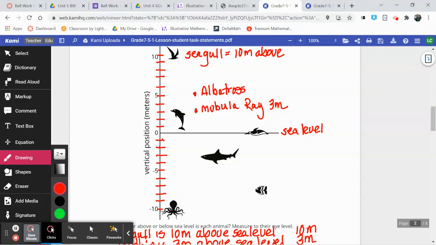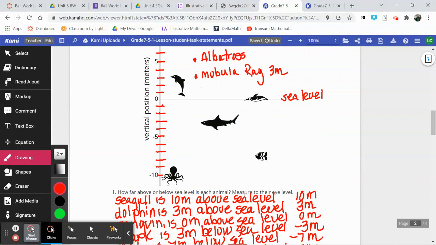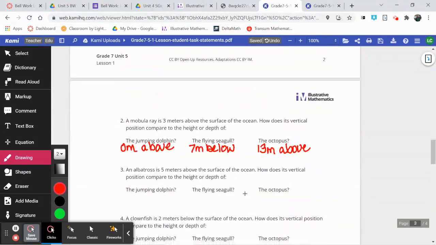All right. So the first thing we're comparing it to, it wants to know, how does it compare to the height or depth of the flying dolphin? So here's the dolphin. We have to go up to get to the albatross. 1, 2. So it's 2 meters above the dolphin.